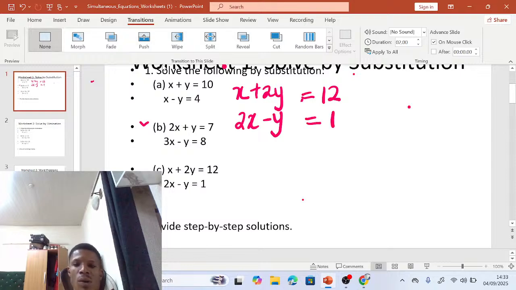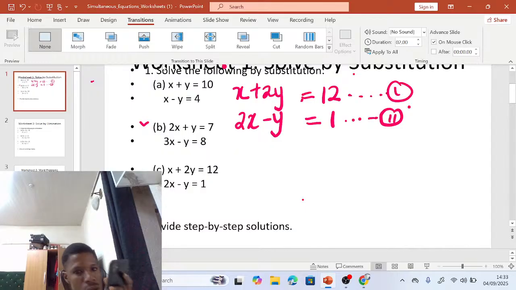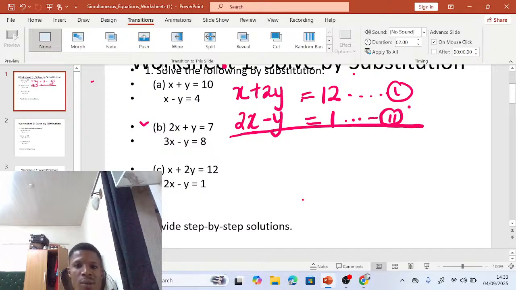Okay? So for us to solve for the value of x, this is the second equation, so it becomes equation 2. And this is the first equation, we call it equation 1. So the next thing we do is to make subject of the formula. So how do we make subject of the formula? It is very, very easy. All you have to do, I choose to make x subject of the formula in equation 1. So what do I have to do? I have to add.